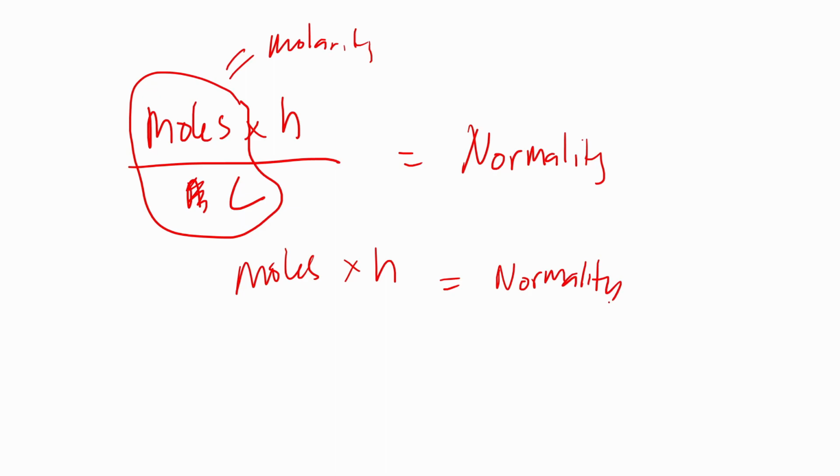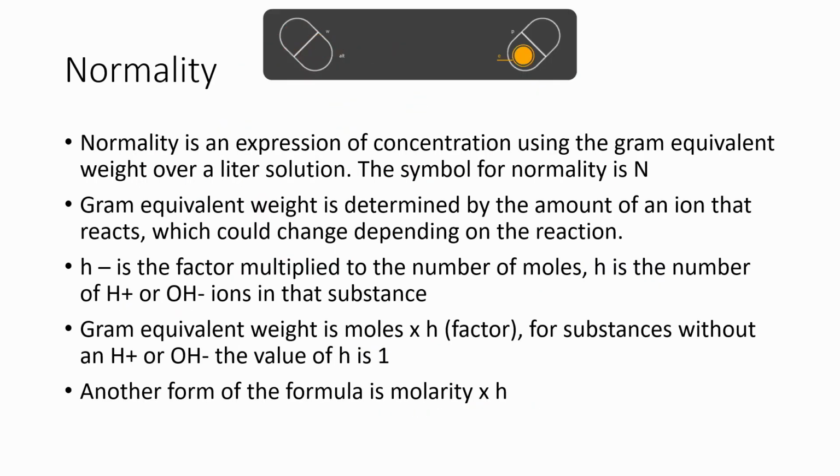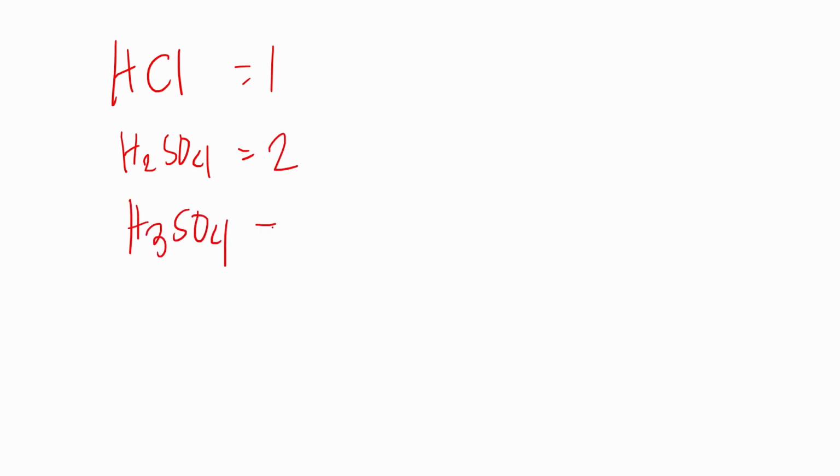Napakadali, di ba? Okay, ngayon, marunong kayong humanap ng H. Ano ang H factor sa hydrochloric acid? 1 po. Sa sulfuric acid? 2. Sa phosphoric acid? 3. Okay.